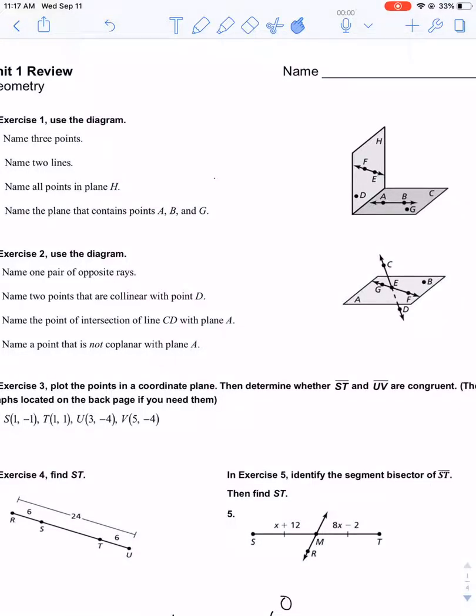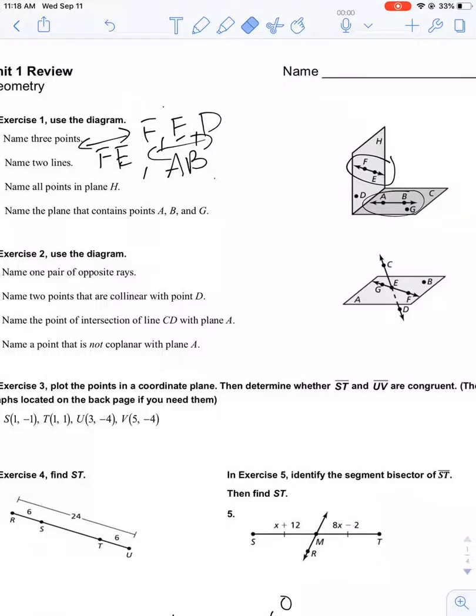Alright, here's our second video, our second test review. Name 3 points. So how about F, E, D? Good. Name 2 lines. So I can name them by using the letters on there. So I've got line F, E. I know it's a line because of the arrows. I've also got A, B.